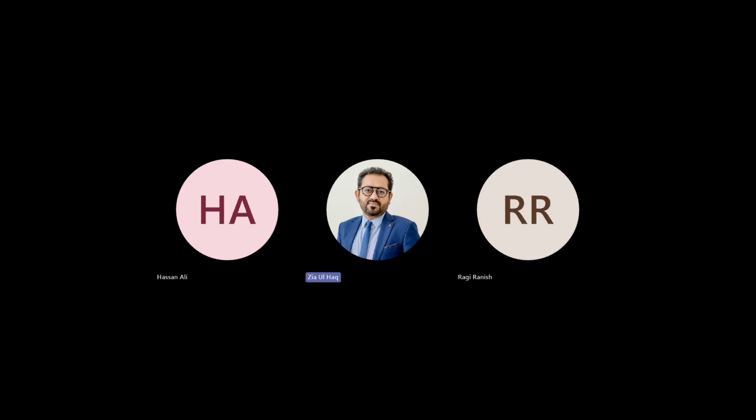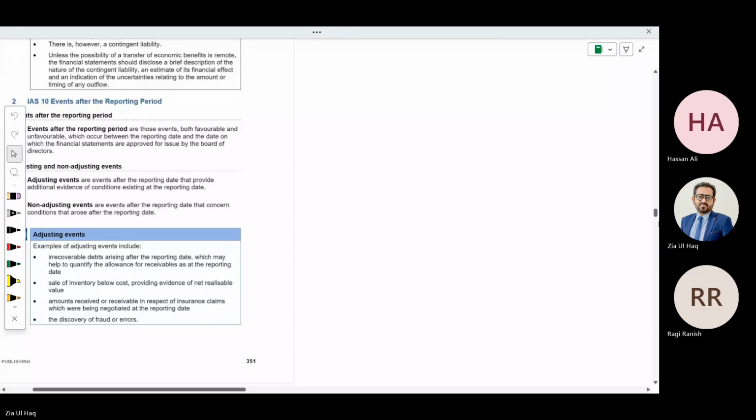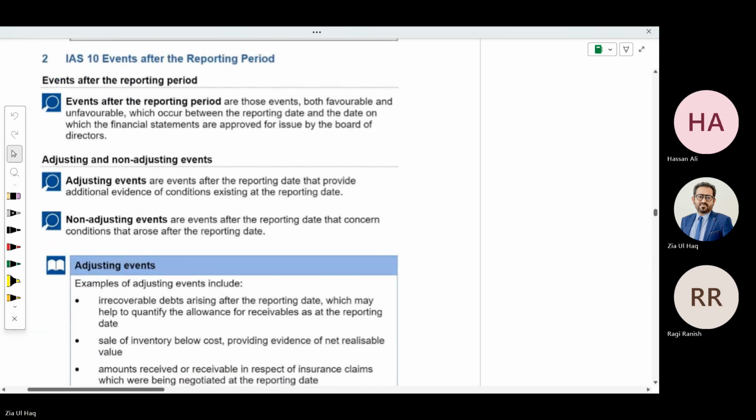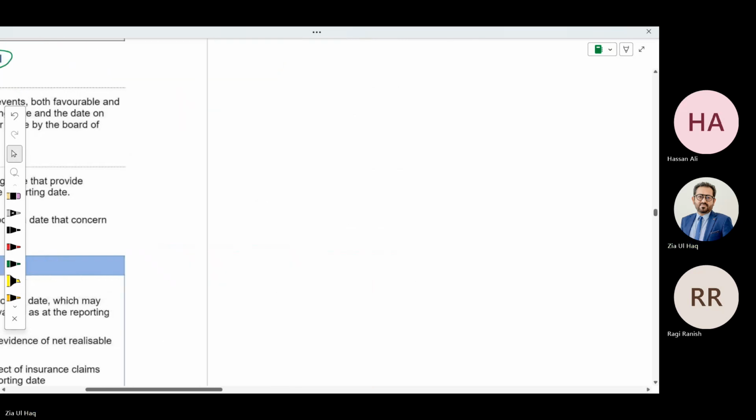So financial reporting. Chapter 15, IAS 37 we discussed in previous class. Provision, contingent liability, contingent asset. One small standard, IAS 10 left. IAS 10, events after reporting period. Events after reporting period. What does that mean?